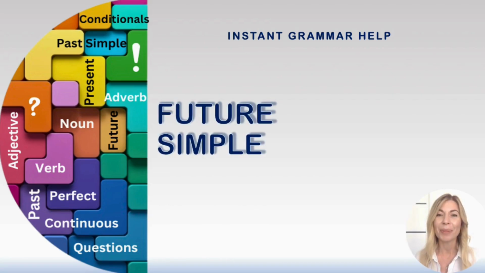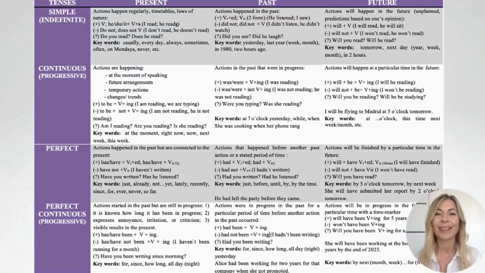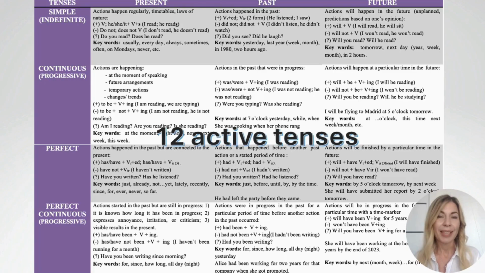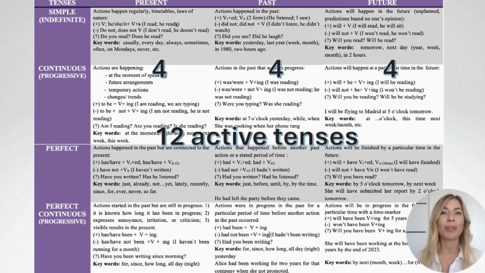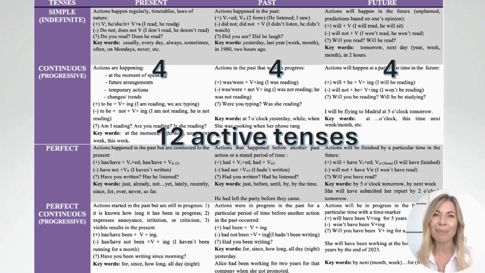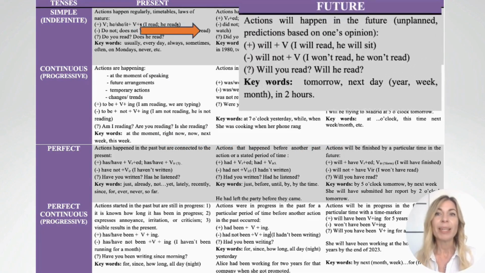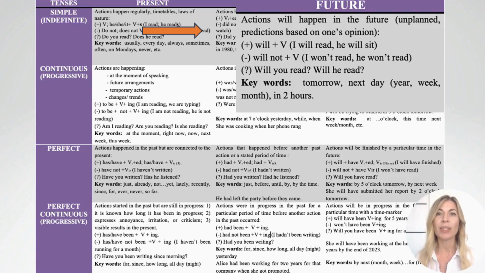Future simple. Let's jump right in. As you remember, there are 12 active tenses in English: for present, for past and for future. A fair bit, right? And today we will be discussing the future simple tense, which is the first member of the future tenses group right here, as you can see.